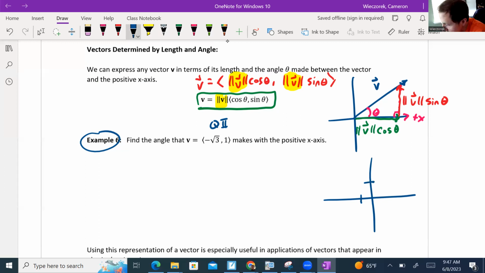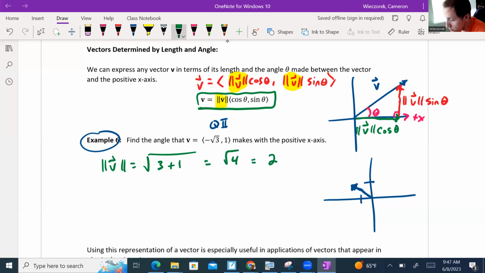So if I'm graphing this vector, it's going to land me somewhere about there. Okay, so that would be my vector. And so if I look at it, I can definitely start by writing out what I know. I know the magnitude of the vector is going to be (-√3)² would be 3, plus 1² would be 1. So this would be √4. So I know the length of the vector is 2.